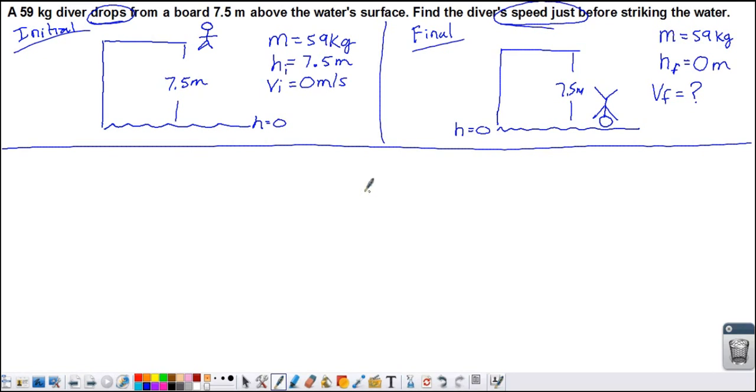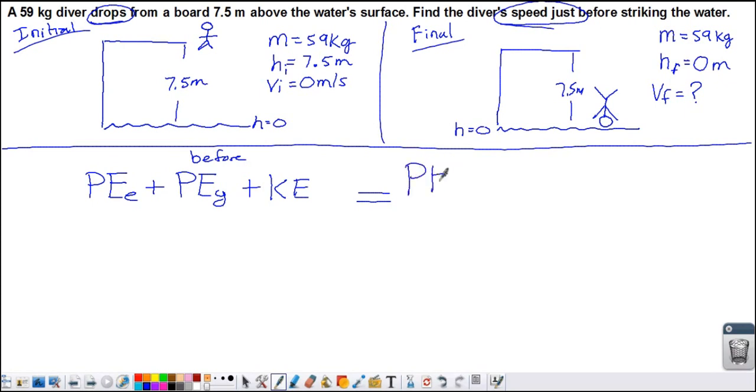So we're going to look at those for before and after. Their total, their sum, needs to be the same before and after. So I'm going to say the 3 energies: before, the elastic potential energy plus the gravitational potential energy plus the kinetic energy is the same total as after.